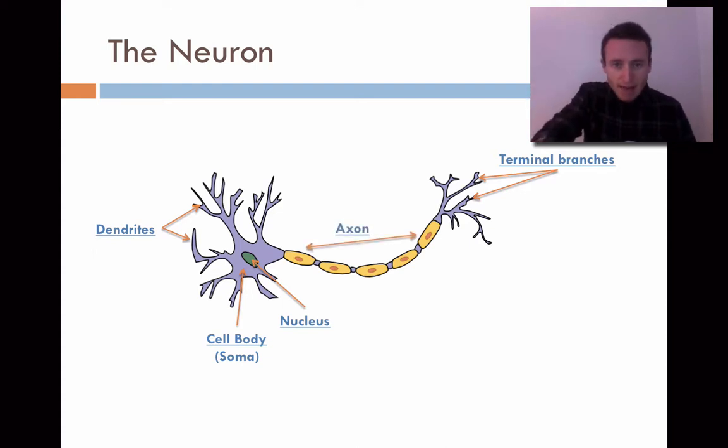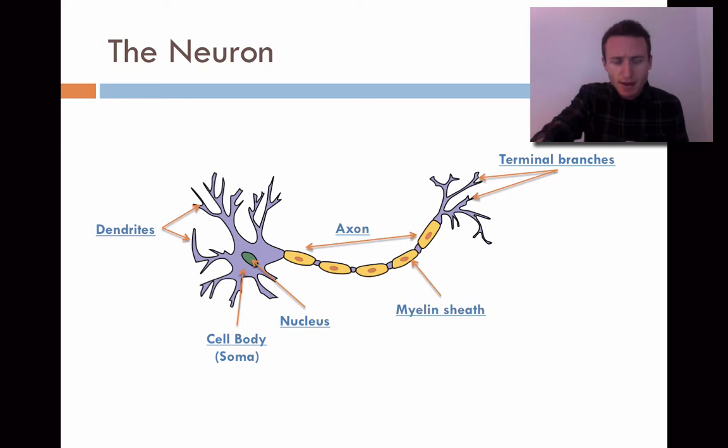The long fiber in the middle is called the axon. And an axon can be extremely long. For example, there are some neurons that stretch all the way from our spinal cord to our big toe. So you can have axons that are multiple feet long.